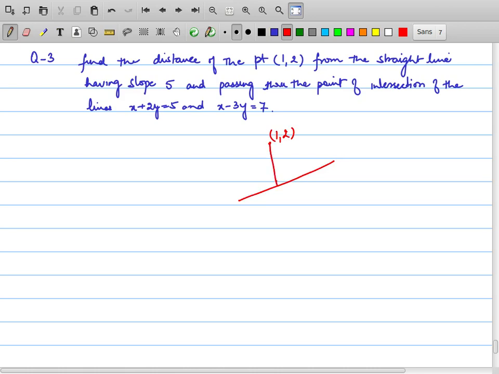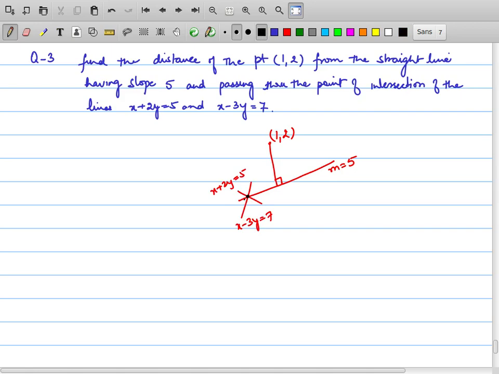And since it is saying distance, it is understood that it is asking for perpendicular distance from a line whose slope is 5. That is, the slope of this line is 5. And this line is passing through the intersection of two lines. Let there be two lines. This line is x + 2y = 5. And this one is, let's say, x - 3y = 7. Our line is passing through the point of intersection of these two lines.